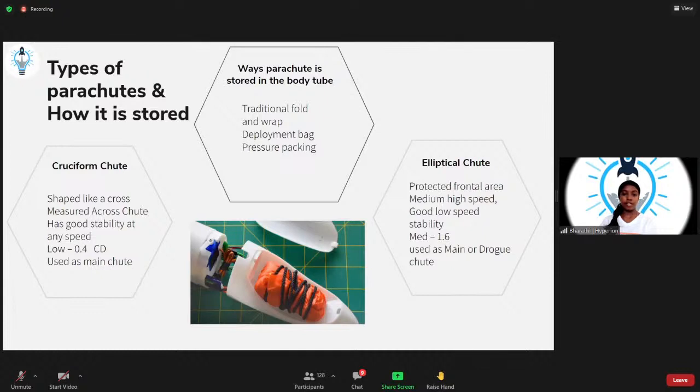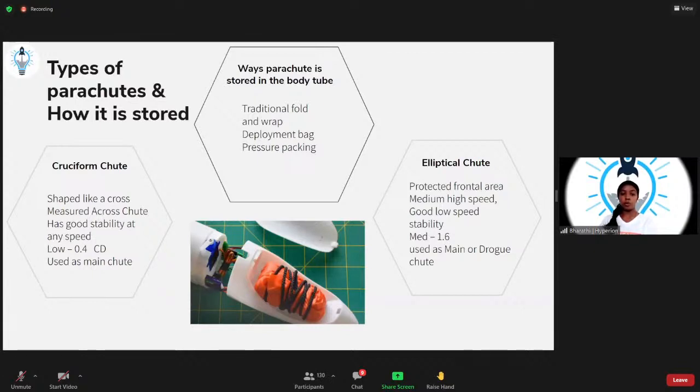There are three ways of packing the parachute inside the body tube: the traditional fold and wrap, the deployment bag, and the pressure pack. The traditional fold and wrap is the most common method used by most rocketeers for its simplicity. The deployment bag is used for larger chutes, where it is fitted inside a tight space. By following a simple technique, it is easy to get a consistent packing density and a reliable deployment without tangles. The pressure pack is the most extreme method of packing a chute as it has by far the highest packing density. The military and many aerospace deployment systems use this.